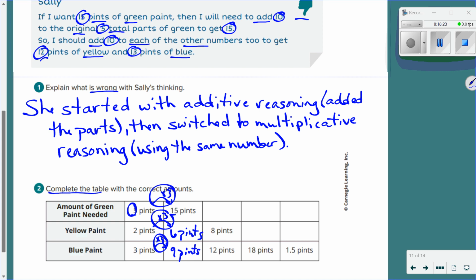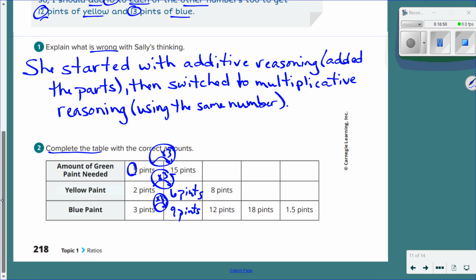In additive reasoning, I'm using the individual values. In multiplicative reasoning, I'm using the same number. That's why the multiplicative is easier. Additive reasoning really only works if my table is already started. I'll be honest. Other than that, you're not ever really going to use additive reasoning. Multiplicative is your go-to. Does everybody understand that? Anybody not understand why she was wrong? Okay, so it looks like we're good on that.